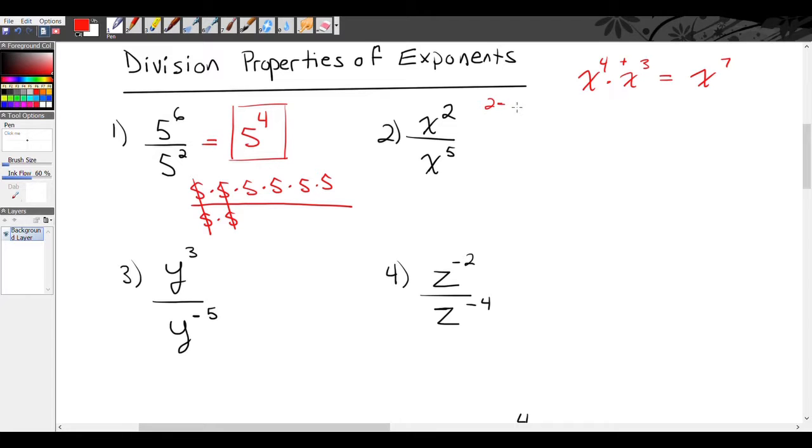So what is 2 minus 5? Well, 2 minus 5 is negative 3. So x squared divided by x to the 5th becomes x to the negative 3rd power. And we already know what to do with that negative, right? It means reciprocal. Negative exponent means reciprocal. So I need to rewrite this as 1 over x to the 3rd power.